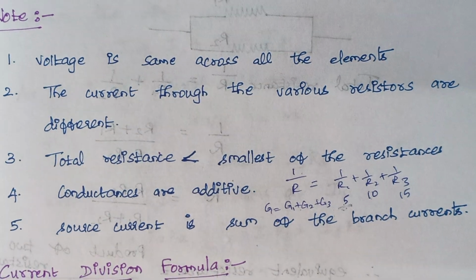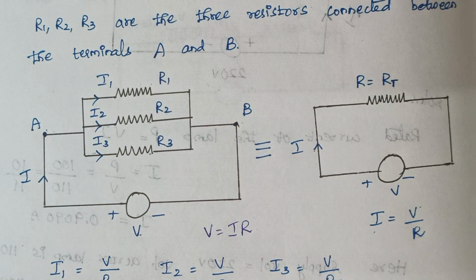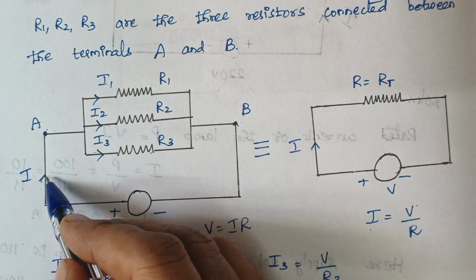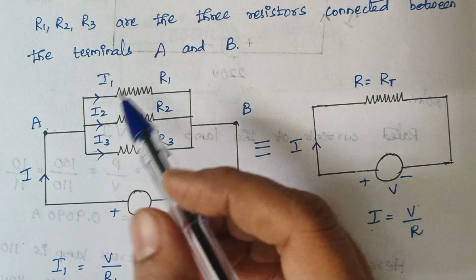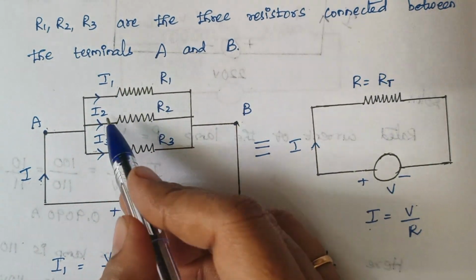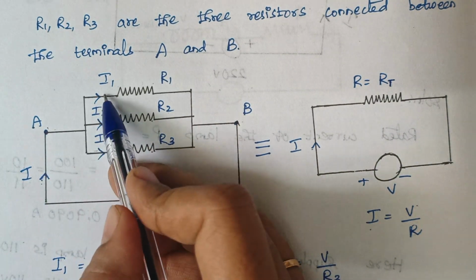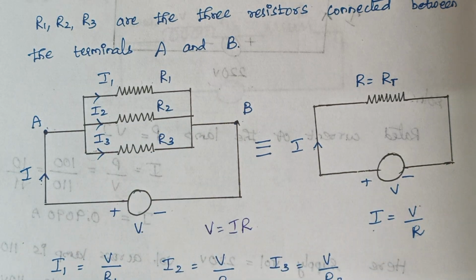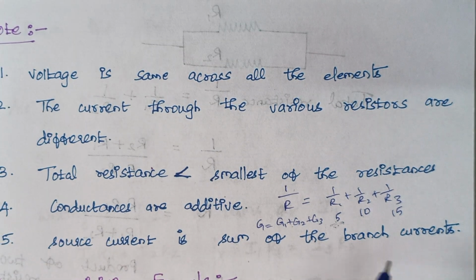And the source current is the sum of the branch currents. That is, when you look back at the circuit here, what is the source current? This is your source current I. This source current is nothing but the summation of the individual currents. That is, I is nothing but I1 plus I2 plus I3. Do you agree or not? Because this current I gets divided into 3. So I is equal to I1 plus I2 plus I3. So this is what is said in the last point, right?